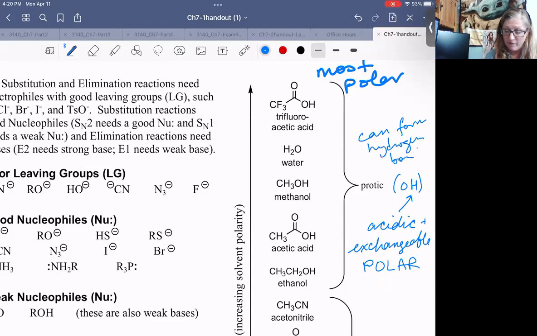And very, very good at that. Very good at hydrogen bonding, even just with itself. So we could see that every single one of these structures has the OH. Of course, water has an OH.